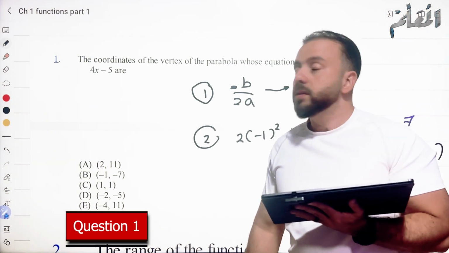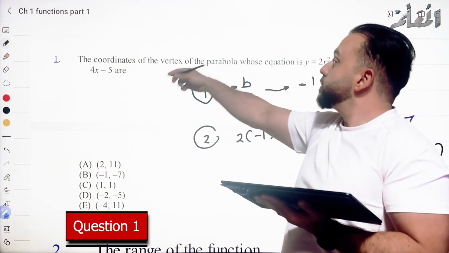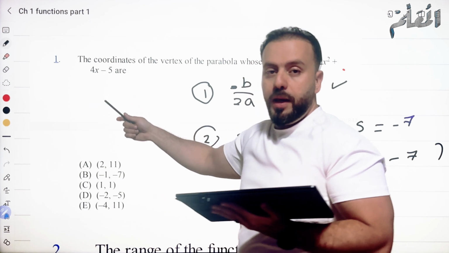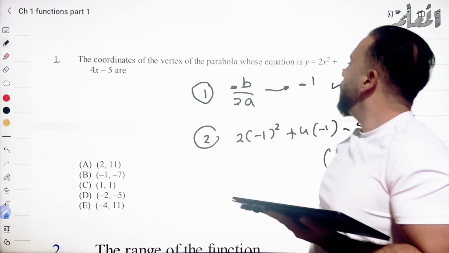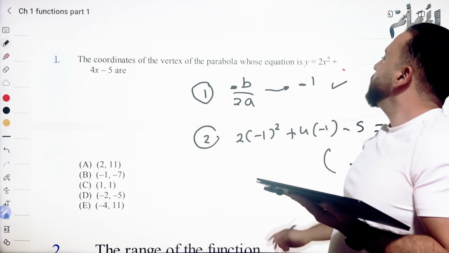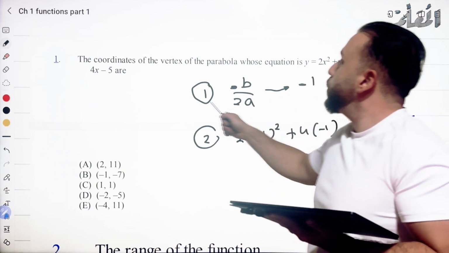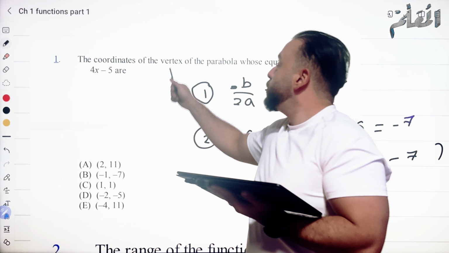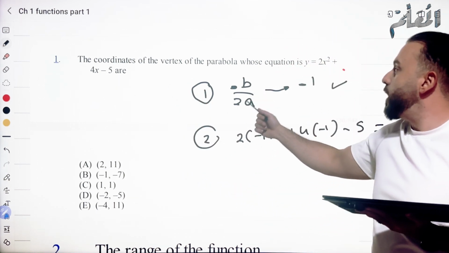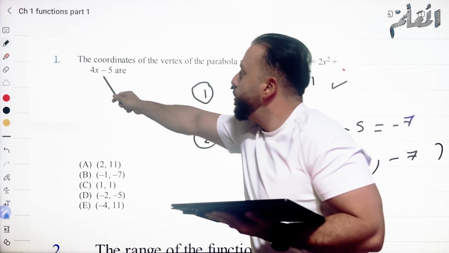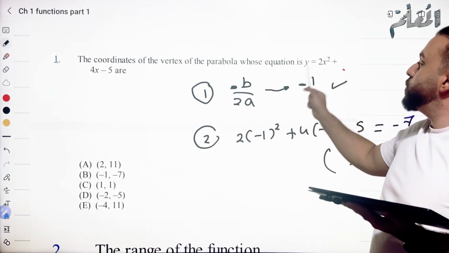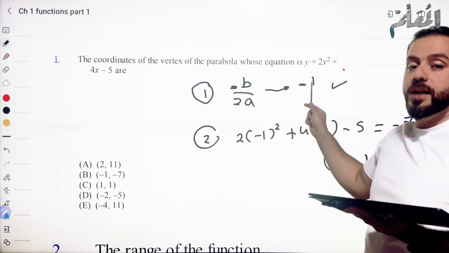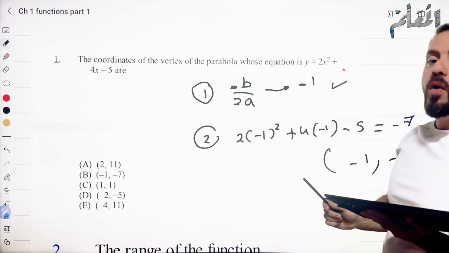Question 1. Now, for solving M2 questions: find the coordinates of the vertex of the parabola whose equation is y equals 2x² plus 4x minus 5. So the vertex, I know, is -b/2a. What's the value of b? The value of b is 4. So minus 4 over 2 times 2, its answer is equal to -1. -1 is the x coordinate of the vertex.